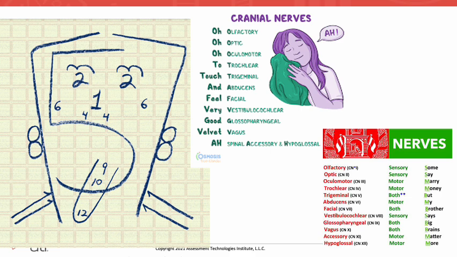The third nerve is the oculomotor nerve, and that is written as 2 3s on the face in the shape of eyebrows. The oculomotor nerve is responsible for 4 of the 6 extraocular eye muscles. It also is responsible for constriction of the pupils and lens modification.